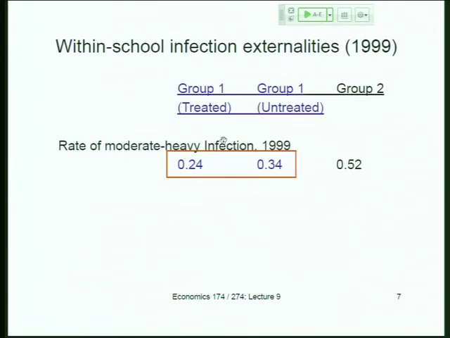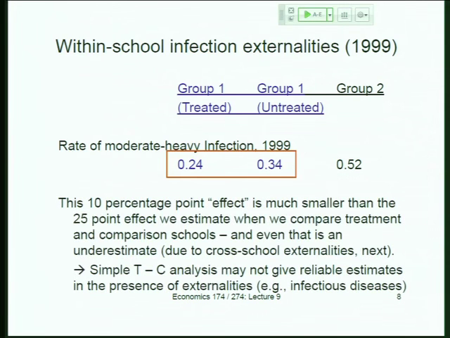So we wrapped up last time talking about these within-school externalities. Here's the plot we had. We looked at infection rates in early 1999 when Group 1 had been receiving deworming for a year, and Group 2 had not yet started receiving deworming. We compared the Group 1 treated versus untreated, 24% versus 34% infection rate, and compared them to the control Group 2, which was just about to start deworming. The difference between the treated and the untreated was much smaller than the difference between the treatment schools and the control schools, which is prima facie evidence for some sort of within-school externality.